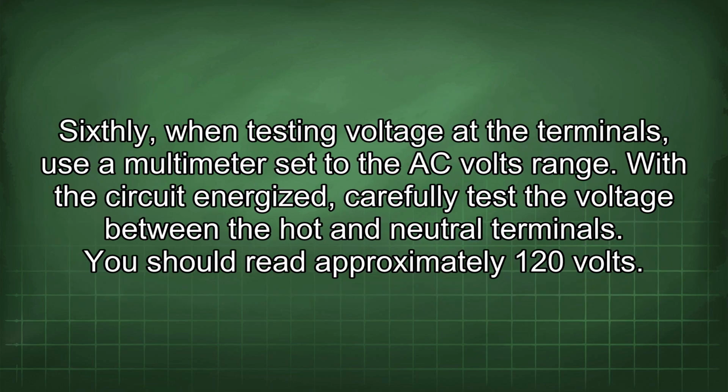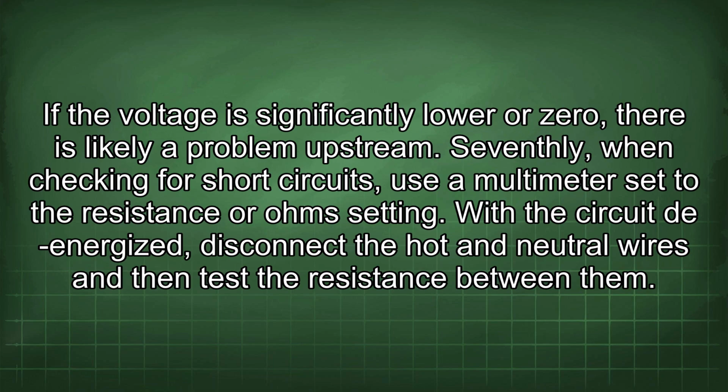Sixthly, when testing voltage at the terminals, use a multimeter set to the AC volts range. With the circuit energized, carefully test the voltage between the hot and neutral terminals. You should read approximately 120 volts. If the voltage is significantly lower or zero, there is likely a problem upstream.